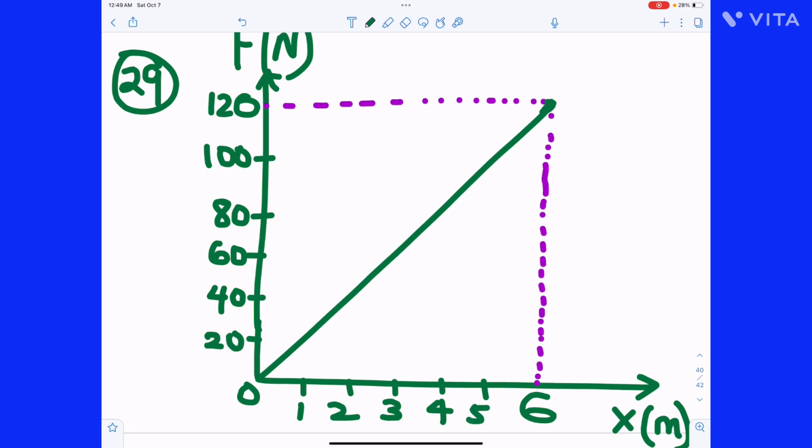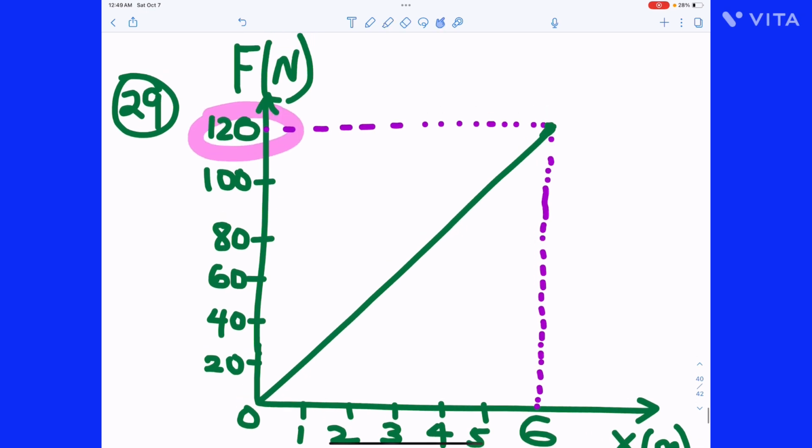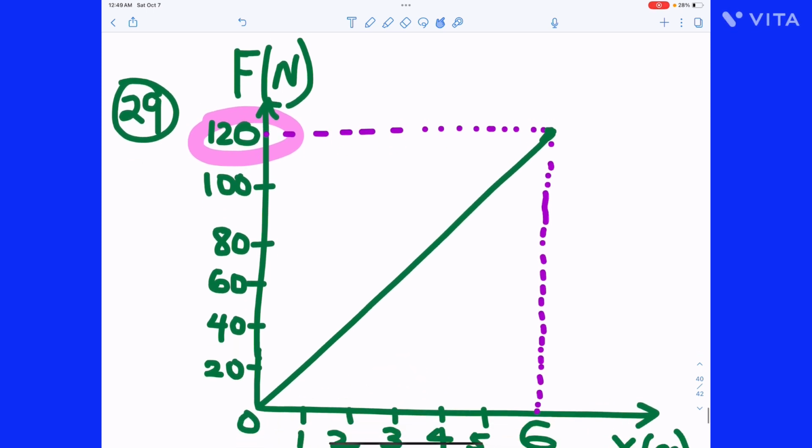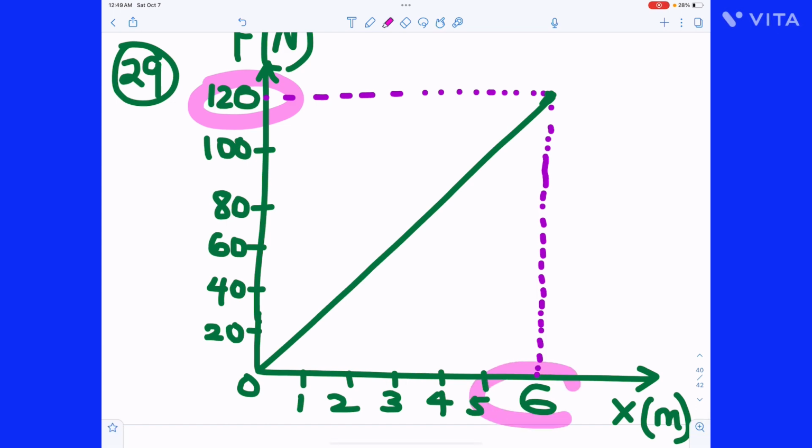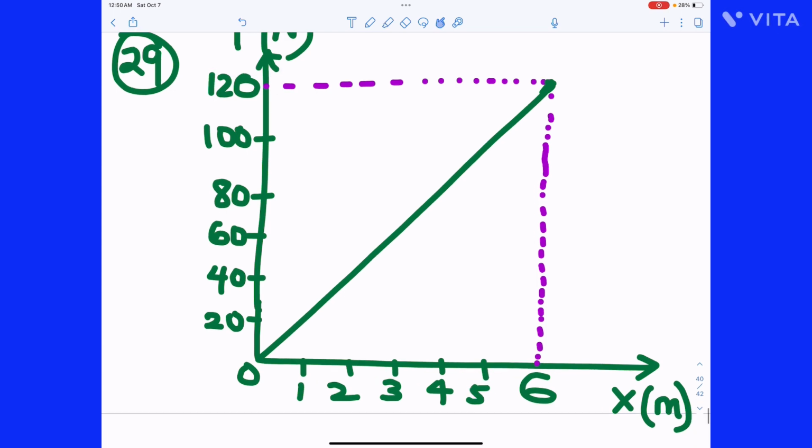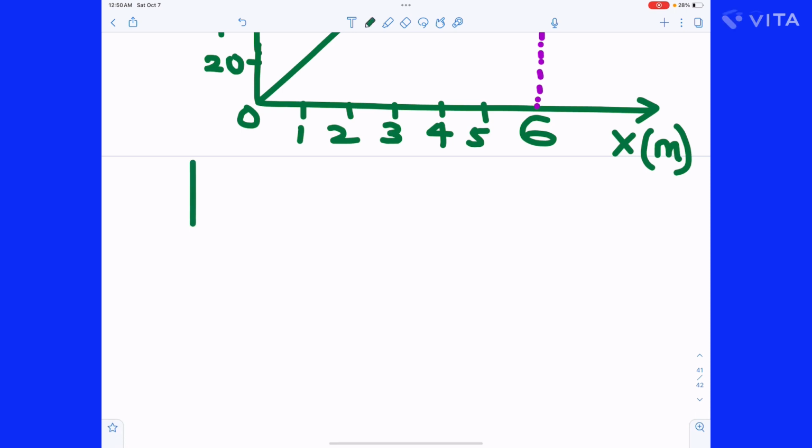Okay, all other forces have their own corresponding extension which they produced, but we are okay with just picking these two. The graph shows that a force of 120 newtons produces an extension of what? Of 6 meters. So that will get us our force constant. Using F is equal to KE. That's the relationship between force and extension in an elastic material.